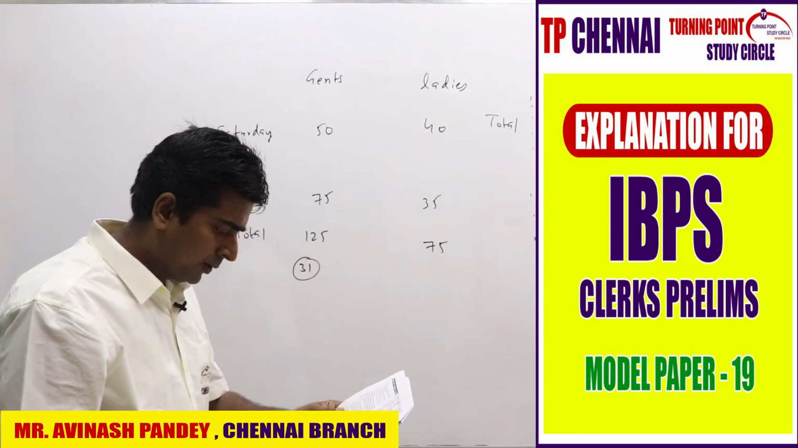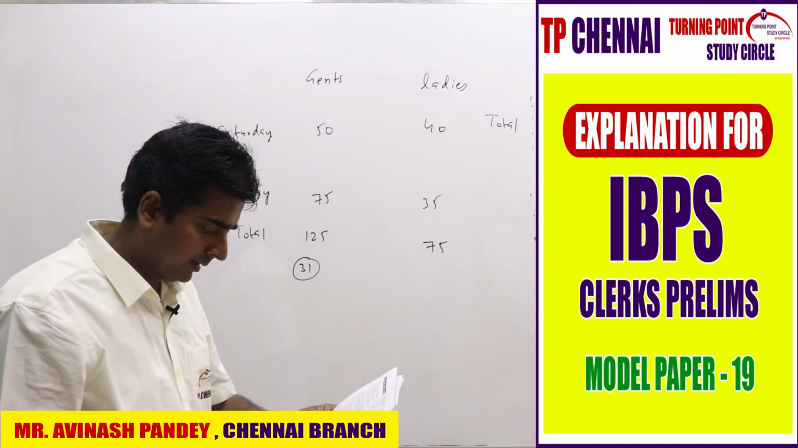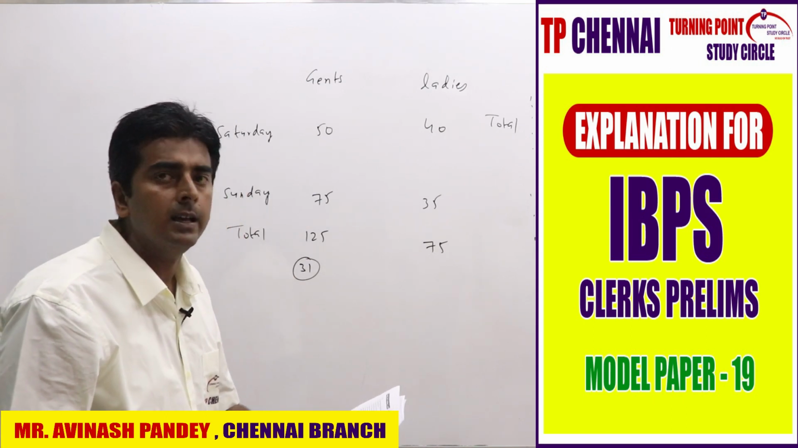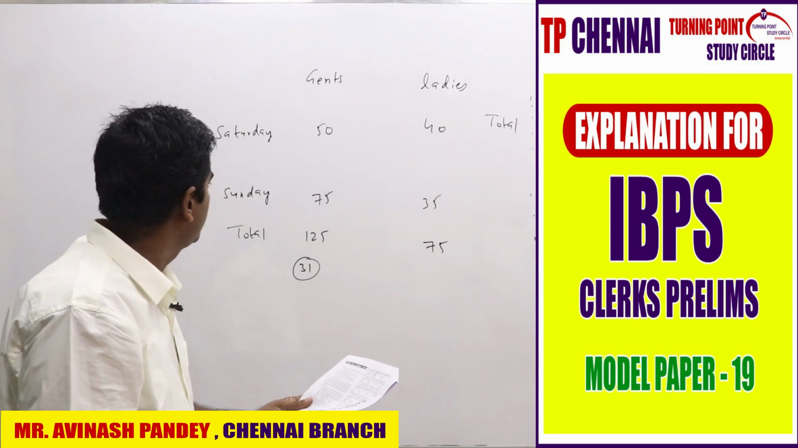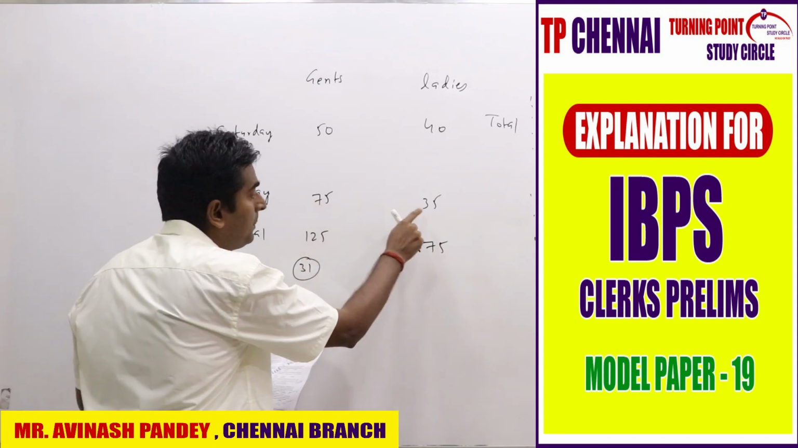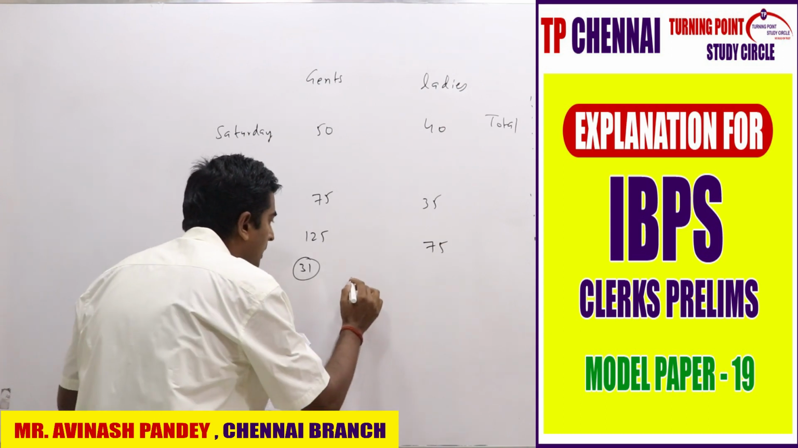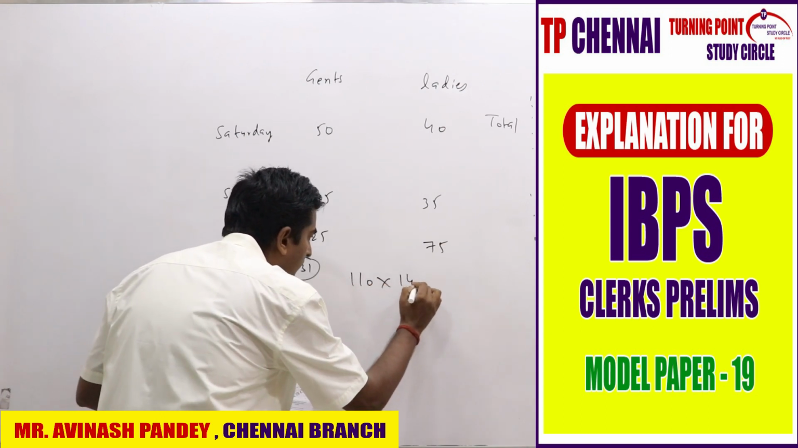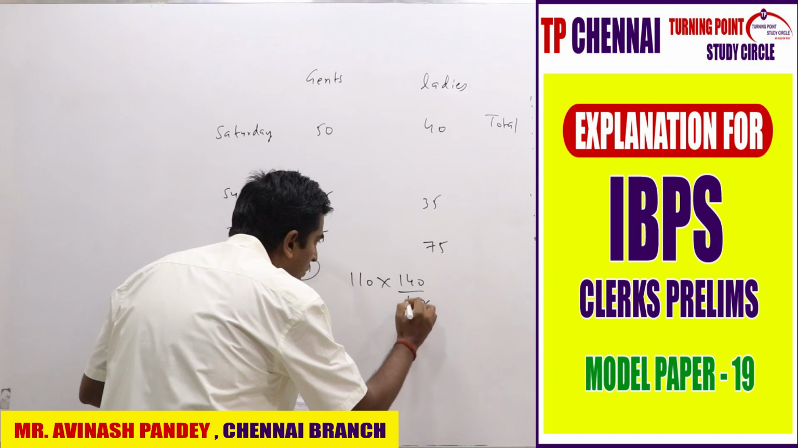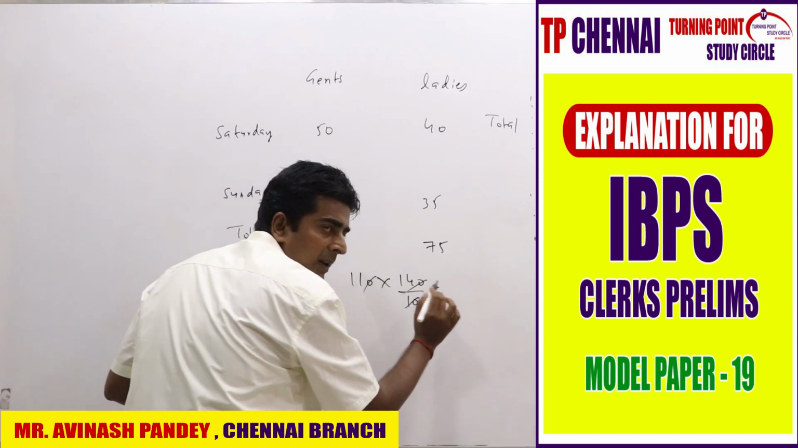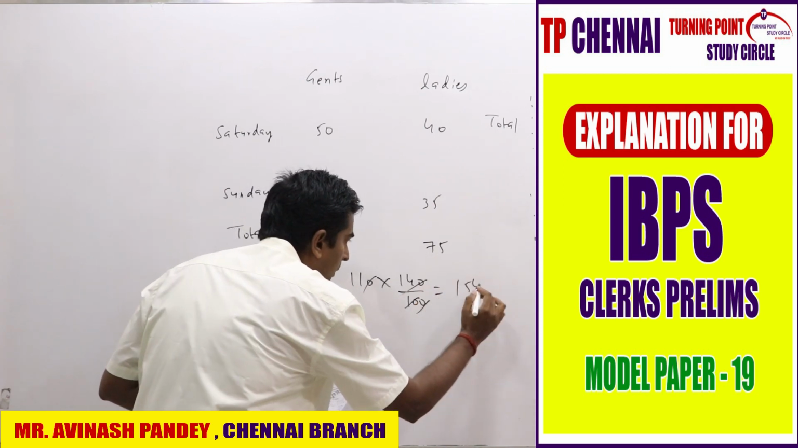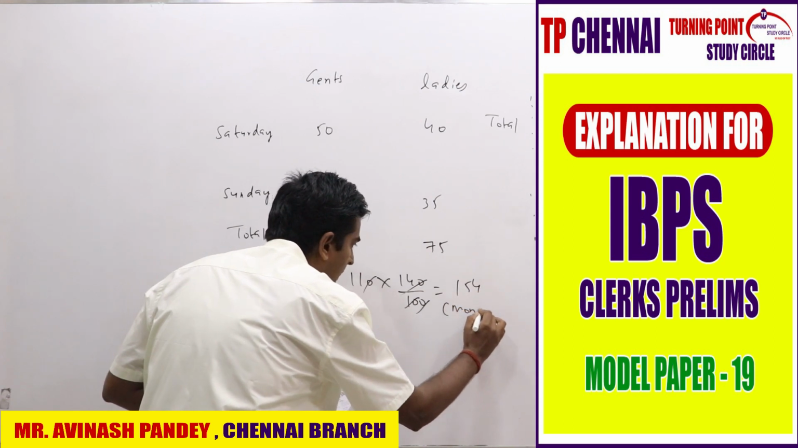On Monday, pair of shoes, gents plus ladies shoes, is 40% more than previous day. Previous day, that means Sunday. Sunday gents plus ladies shoes is how much? So 75 plus 35 is how much? 110. So Monday it is 40% more. So 110 into 140 divided by 100. So it is nothing but multiplication by 11, 154. This is on Monday, right?